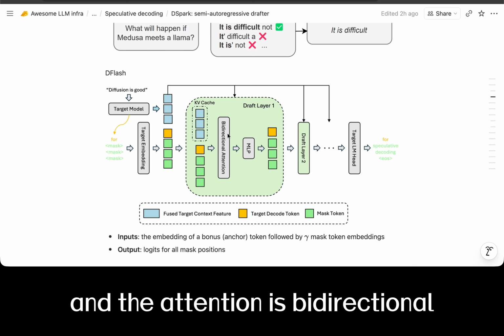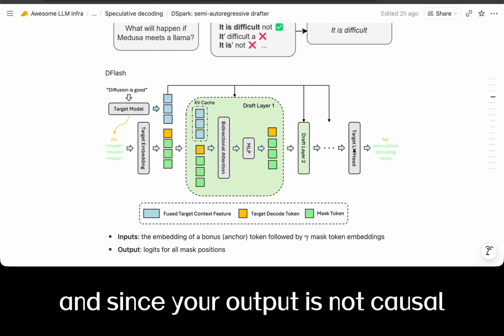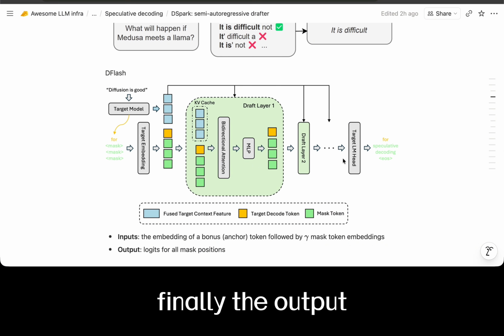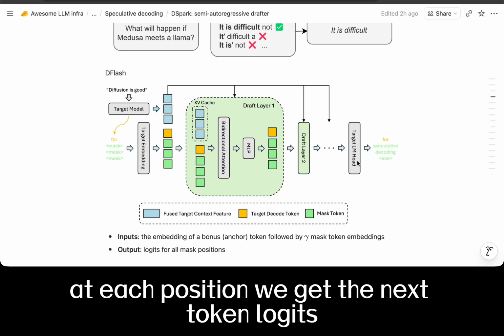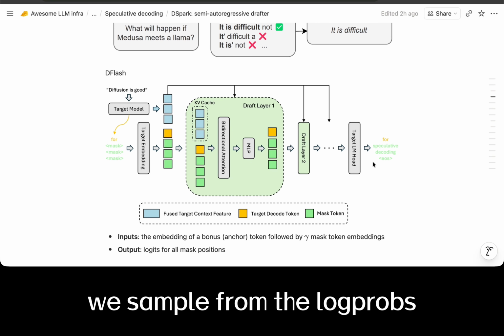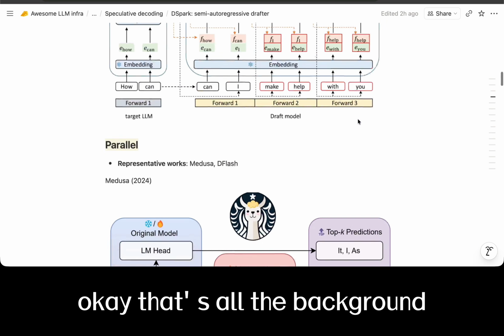With KV in place, we run the attention calculation. And the attention is bidirectional, which makes it more accurate than causal. And since our output is not causal, we can do bidirectional. The attention layer is followed by the MLP layer. Finally, the output. At each position, we get the next token logits, then get the log probs, we sample from the log probs, and out come our draft tokens.